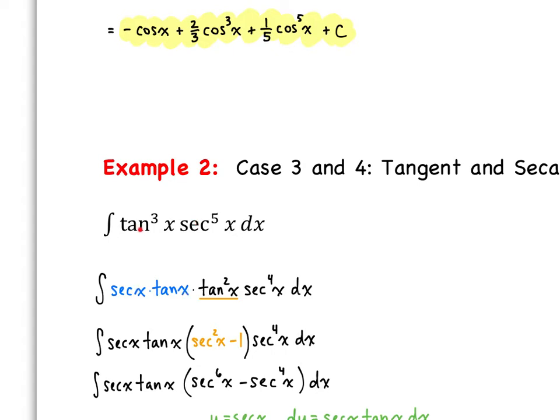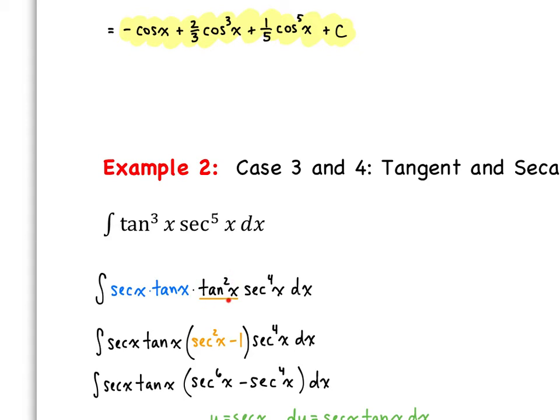All right, we're going to take a tangent out, we're going to take a secant out, and we're left with tangent squared and secant to the 4th dx. Okay, so we want to think about, again, our U substitution. Remember the side note where I said the derivative of secant is secant tangent. So if I notice I've got the secant tangent, and I can convert all of this to be in terms of secant, that's going to make a U substitution much easier.